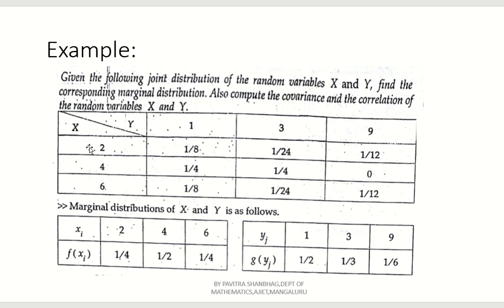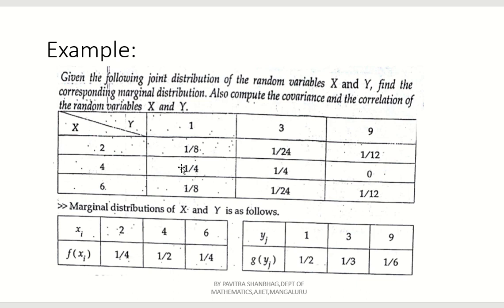So here first you have to compute the marginal distribution of x and the marginal distribution of y separately. What is the marginal distribution of x here? X values are 2, 4, 6, see here. Y values are 1, 3, 9. Now, what is the marginal distribution of x for 2? 1 by 8 plus 1 by 24 plus 1 by 12. So simplify here. If you take the LCM, 1 by 8 plus 1 by 24 means 4 by 24, plus 1 by 12. That is 1 by 4.